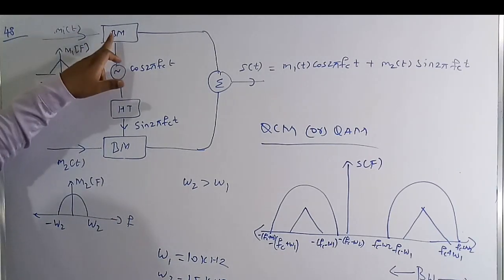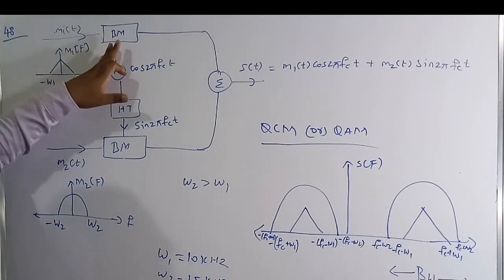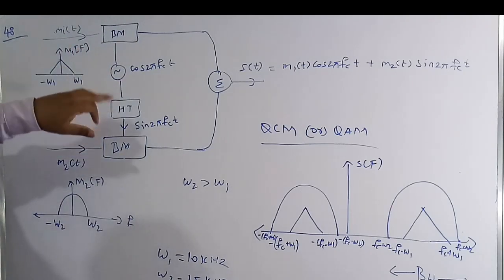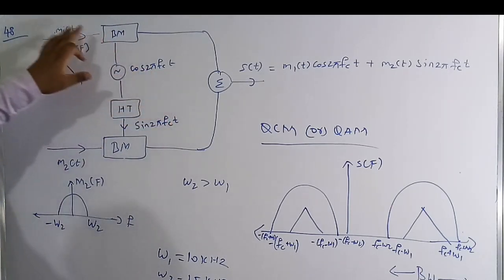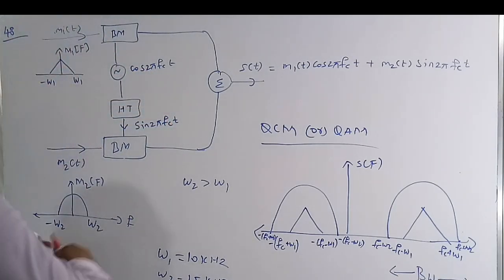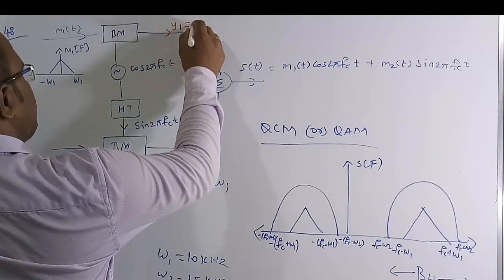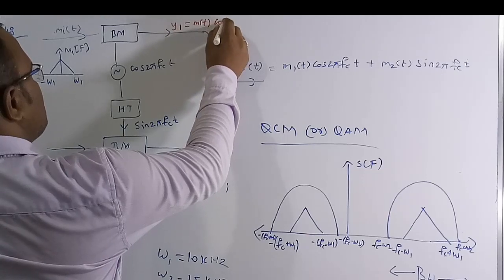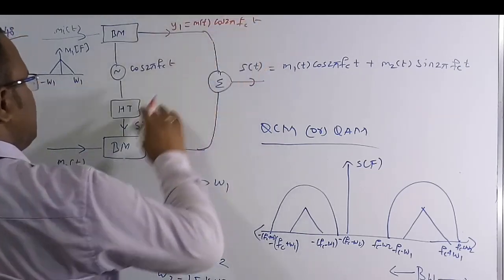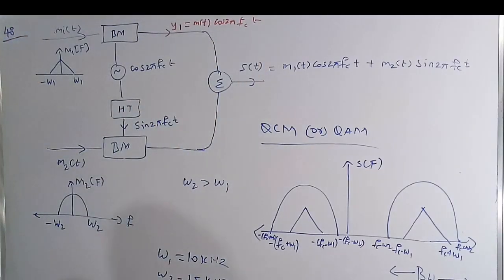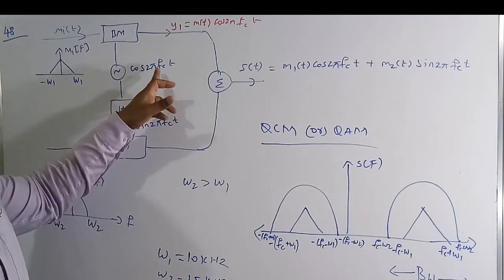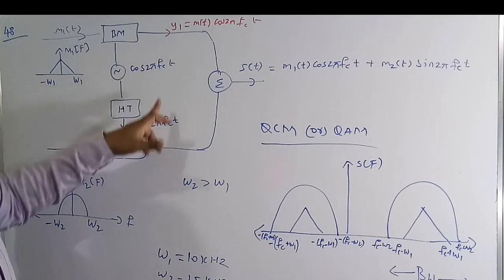We are going to give this as an input to the balanced modulator, meaning it is going to function like a multiplication. So here the inputs are cos 2 pi fct and m1 of t. Therefore the output y1 is nothing but m1 of t into cos of 2 pi fct. Similarly here we are going to use the Hilbert transform, meaning it is going to have a phase shift of minus 90 degrees.